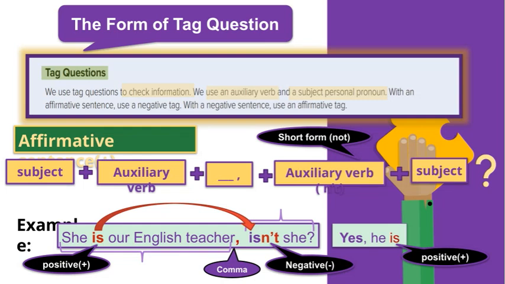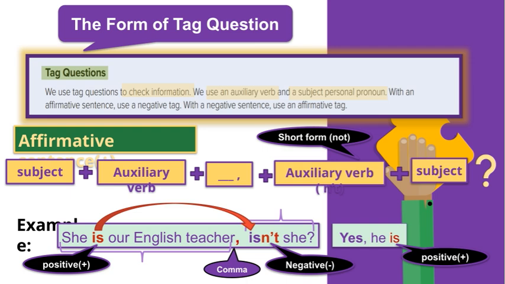Let's talk about how we form tag questions in English. On this slide, you can see a few examples. First, notice the short form, which is not. For example, in the sentence, "He is not," we can make a tag question by turning it into "Isn't he?" This is a common way to confirm information or seek agreement. Now, moving to positive sentences, like "He is," the tag question becomes "Is he?" Or more naturally, "Isn't he?"